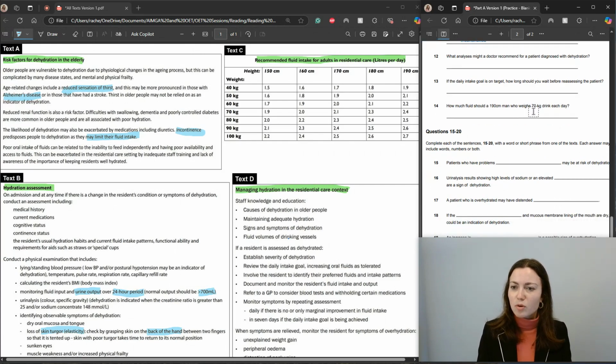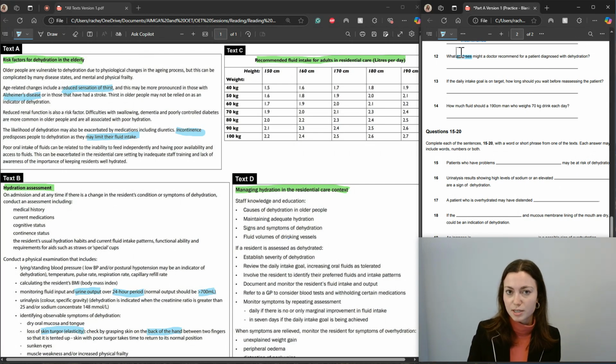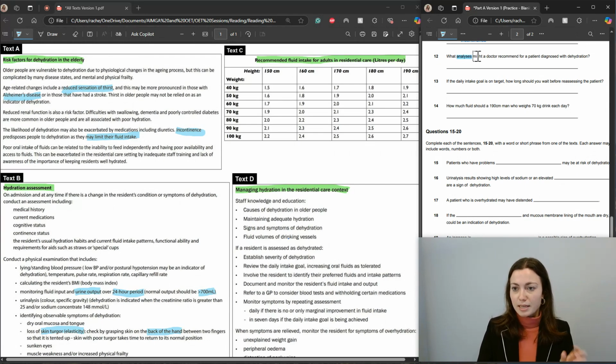All right, number 12. What analyses might a doctor recommend for a patient diagnosed with dehydration? Okay, a couple things stand out to me here. I notice right away analyses is plural. So pay attention if it's one thing or multiple things, because what can happen is in your text, maybe you're looking for the name of multiple different ones, or it's multiple of the same one. That can be very tricky with plurals. Again, we have might a doctor recommend for a patient diagnosed with dehydration.